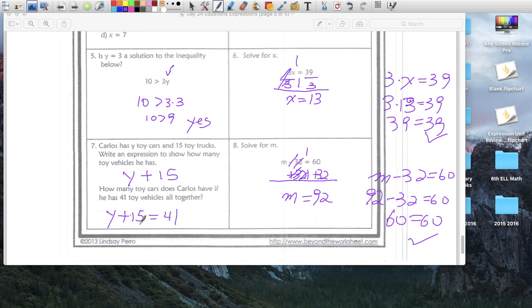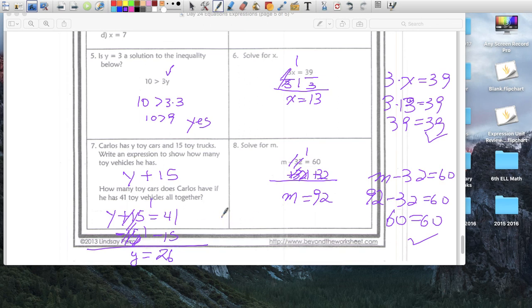Now that I have an equation, I can solve this. I'm going to do the inverse, and the inverse of addition is minus 15. I'm going to subtract 15. Remember, the point here is to keep our equation balanced. Whatever I do to one side, I do to the other side to keep it balanced. So 15 minus 15 is 0, and then bring down the y. And 41 minus 15 on this side gives you 26. So the answer is y equals 26.